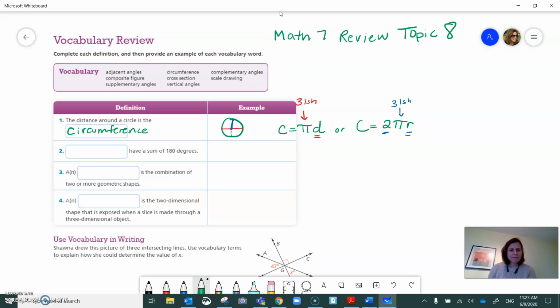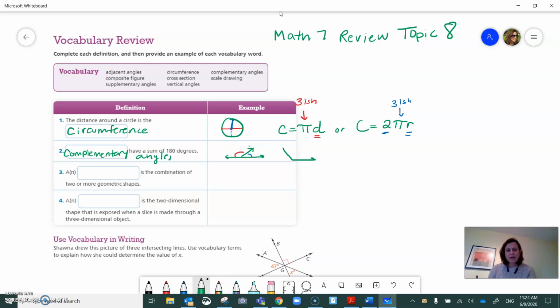Triangles have a sum. Oh, that's not what they're saying, is it? What has a sum of 180 degrees? Complementary angles. So complementary angles sometimes are next to each other, like these two angles. If we took the measure of this angle and added it to the measure of this angle, we'd have 180 degrees.